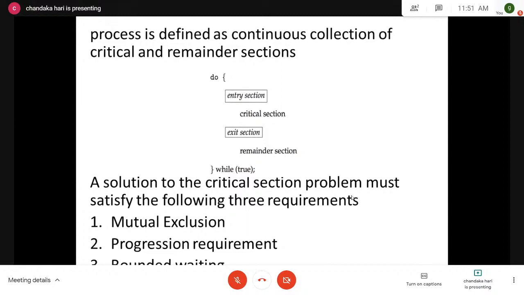That is, while selecting a job from the ready queue, you need to give first priority to the processes that are trying to enter into the critical section. Why? Because the remainder section can be executed at any moment of time. While executing the remainder section, no other processes are going to be affected. That's why we always try to give first priority to the processes trying to enter into the critical section. That is the progress requirement.